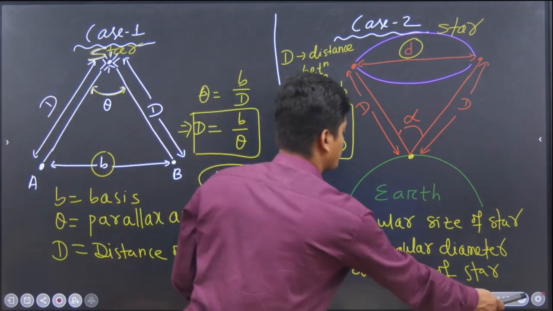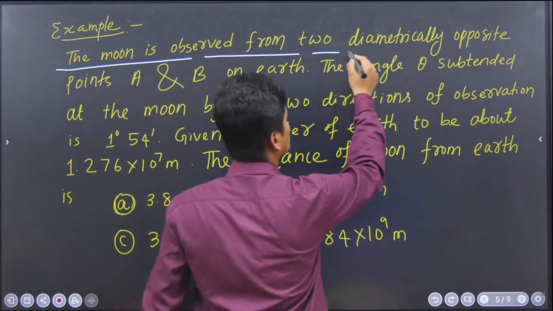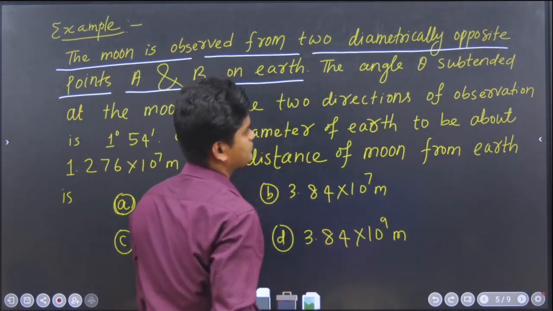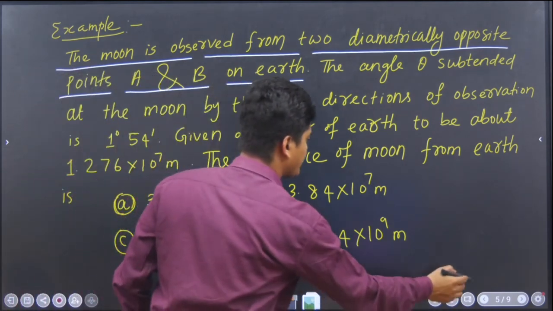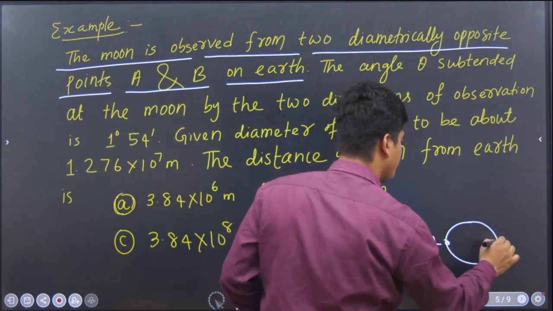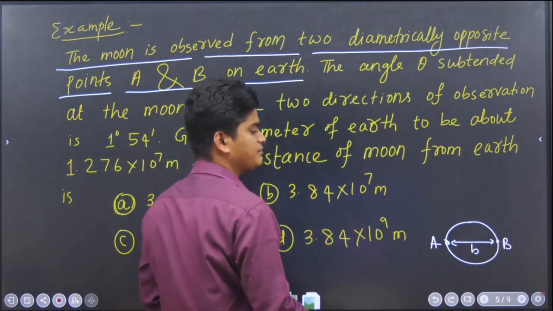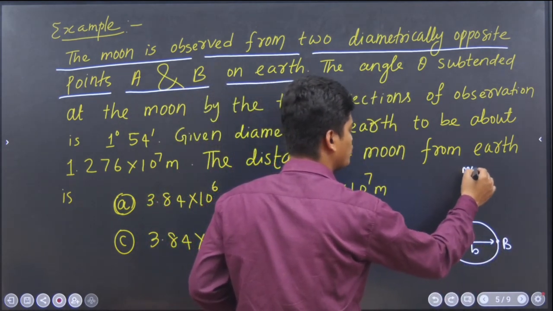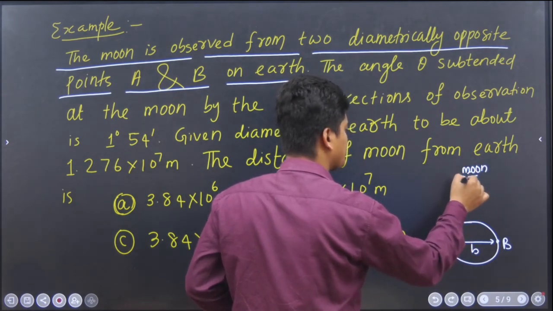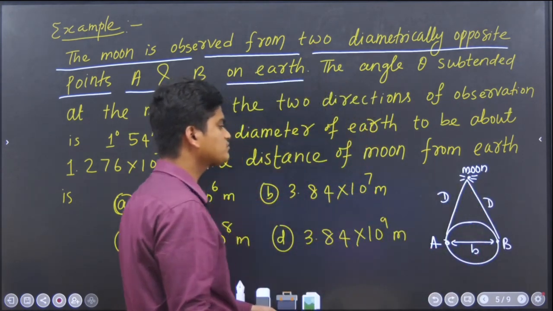Now come to the question and try to understand. So here the question is telling: the moon is observed from two diametrically opposite points A and B on earth. So here what are they telling? Here earth is there. Now this is the A point, this is the B point. Suppose this distance you take, this is the point of observations, so the distance is b. Now here you are having the moon. Here to here the distance is D.